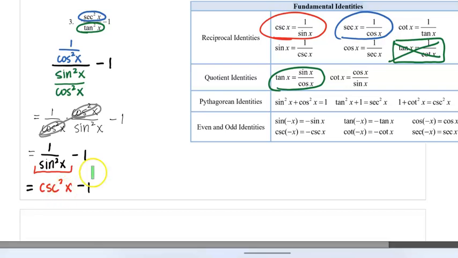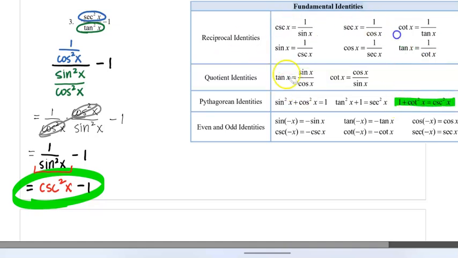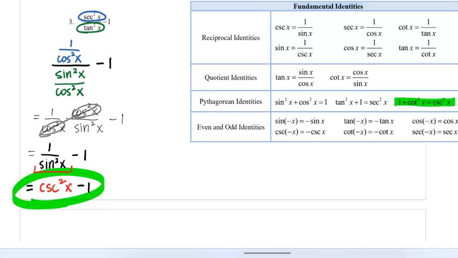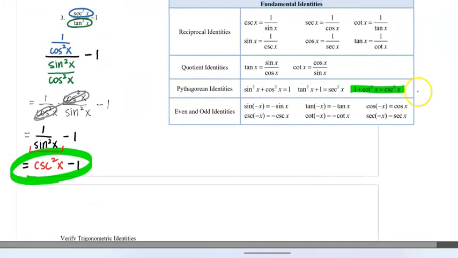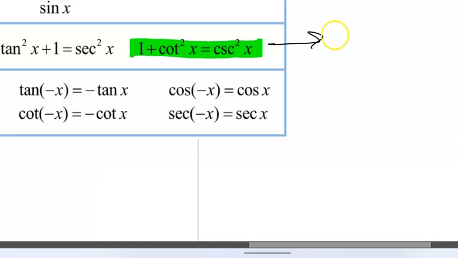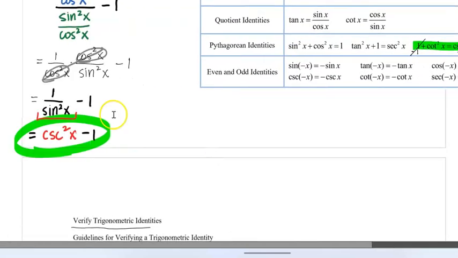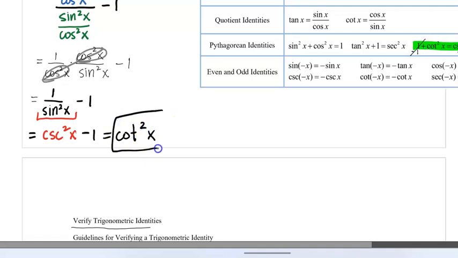One thing you're going to notice in this lesson is that when you get to a point where you have a squared trig function and a 1 showing up, you should be thinking about Pythagorean identities. Because you'll notice the Pythagorean identity that I highlighted in green, if I were to manipulate this identity, we could see that cosecant squared x minus 1, so if I subtract 1 from both sides of this identity, cosecant squared minus 1 is equal to cotangent squared x. So this final answer that we have here, I'm not going to leave as cosecant squared minus 1. I'm going to change it to cotangent squared x.